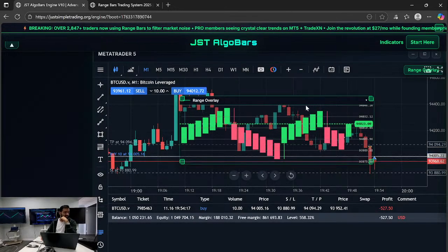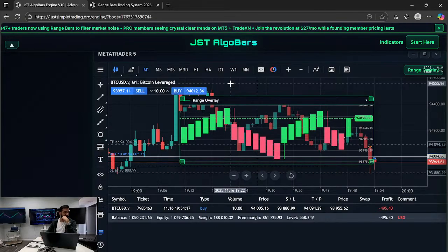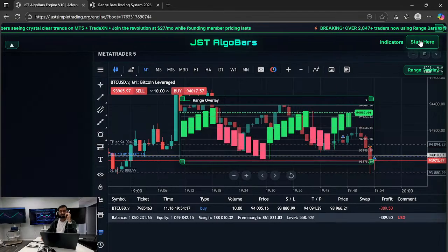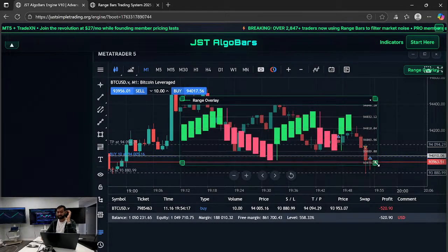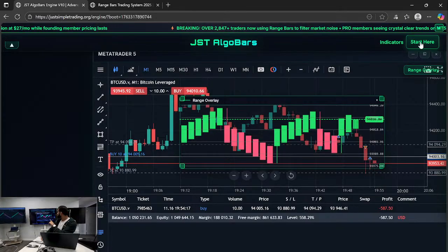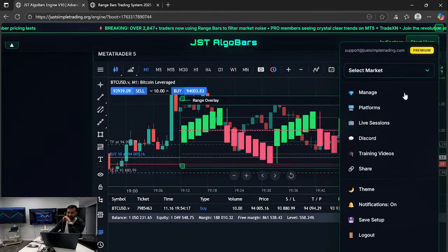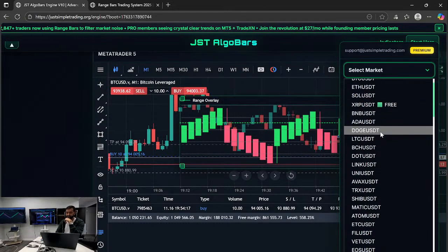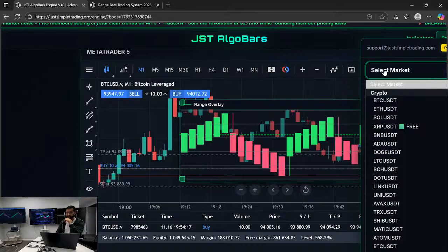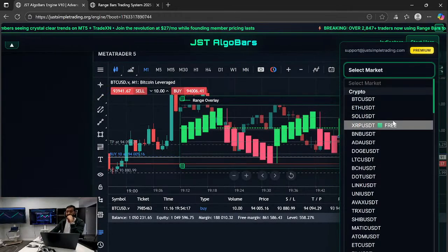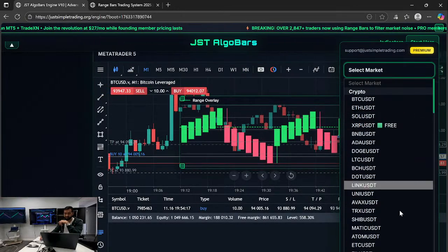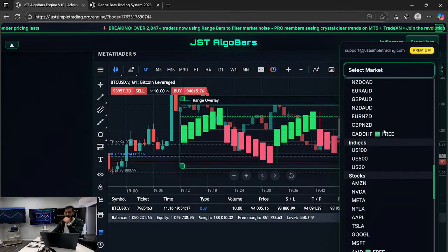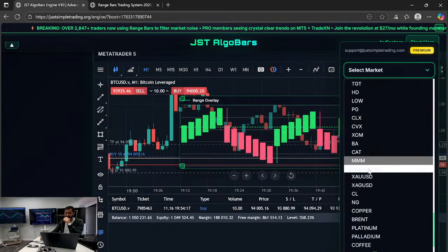How to set up the range bars, and do these indicators also apply to daily open stocks? Yeah, you can get access to the range bars on all of the different markets. Here, I'll show you guys. If you click start here on the top right, then go to select market, you can see we have the range bars running on all of the markets. Whichever markets you want to trade, you can just open it. We have a lot of crypto markets, a lot of Forex markets, indices, stocks, and even commodities.